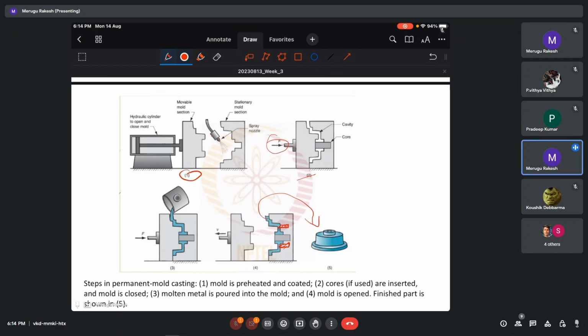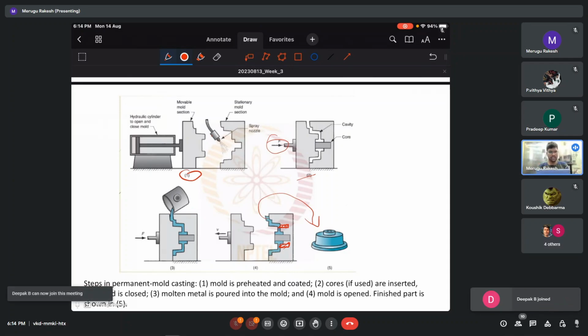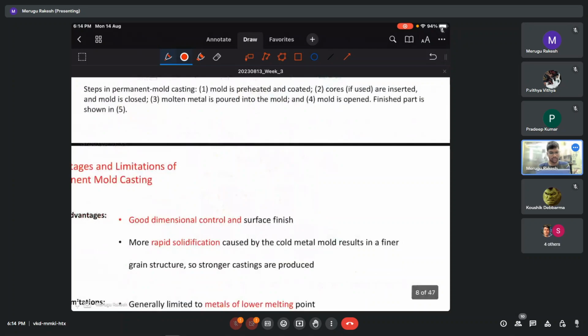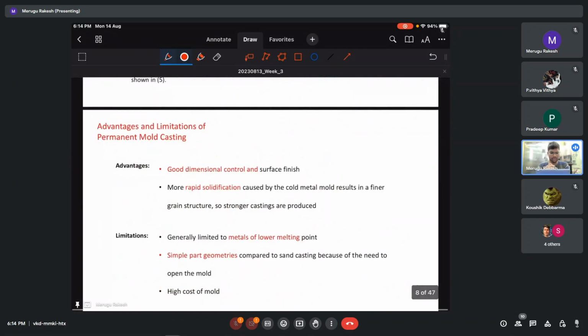Okay, so this is a simple permanent mold. I will discuss what type of mold casting it is. So this is permanent mold casting. Basically, we have different types in permanent mold casting as well. So these are the advantages and limitations of permanent casting.